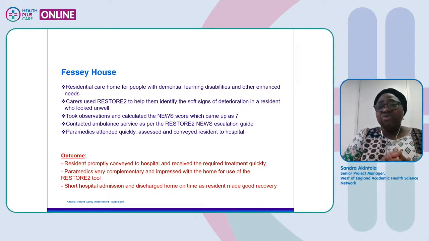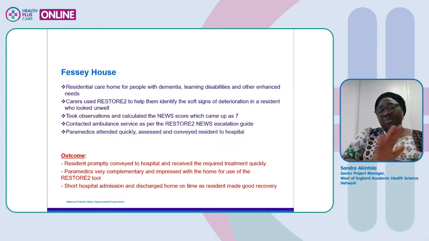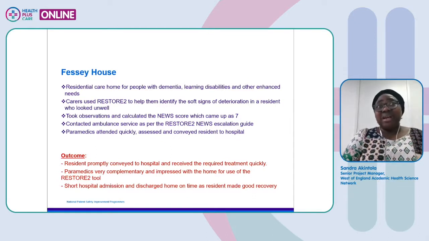This person's treatment escalation plan had already indicated that they were for hospital treatment. So they contacted the ambulance service, and the paramedics attended very quickly and conveyed the resident to hospital. Both the carers and the paramedics said this is a really good tool because the resident was conveyed promptly. The ambulance service were able to prioritize this resident and got him quickly to hospital.